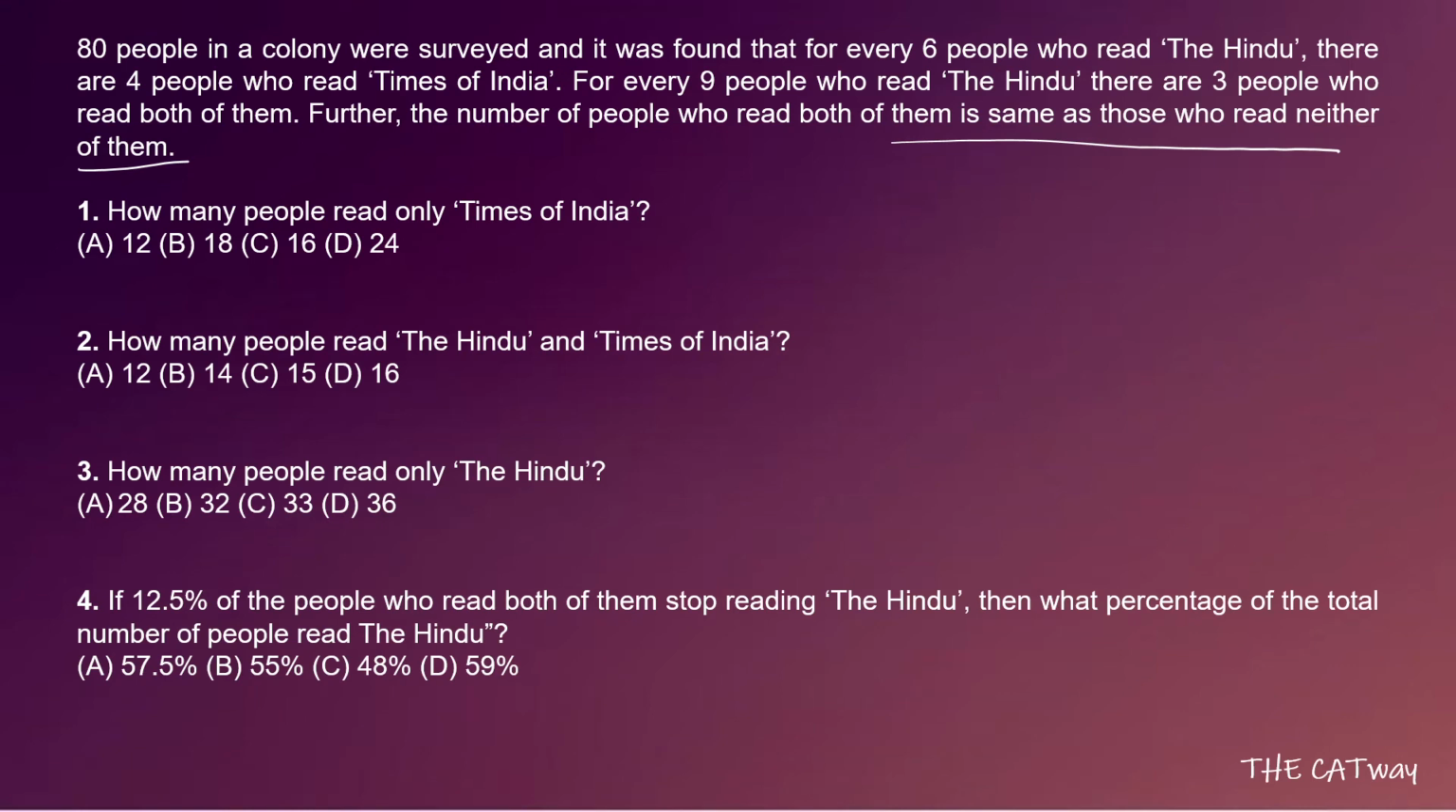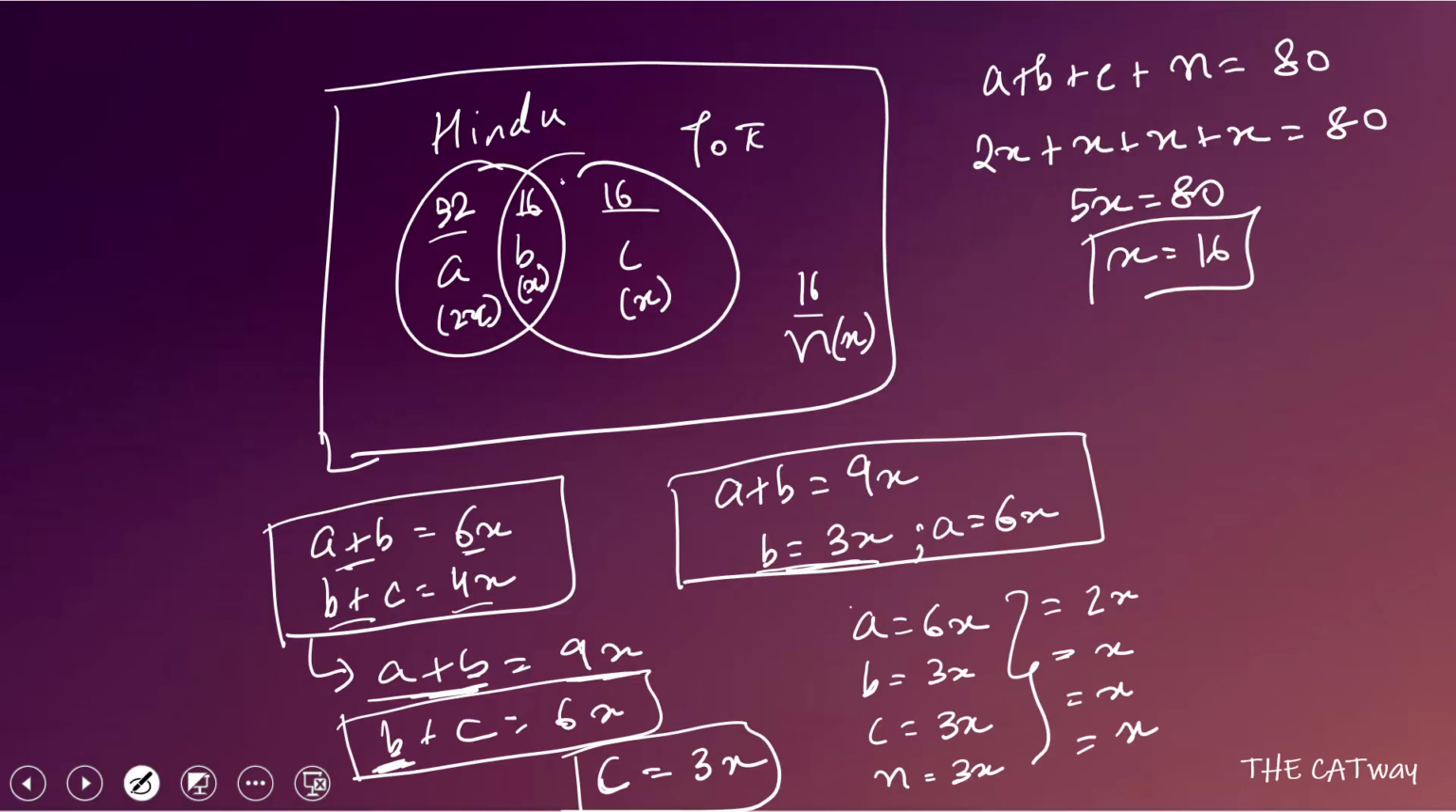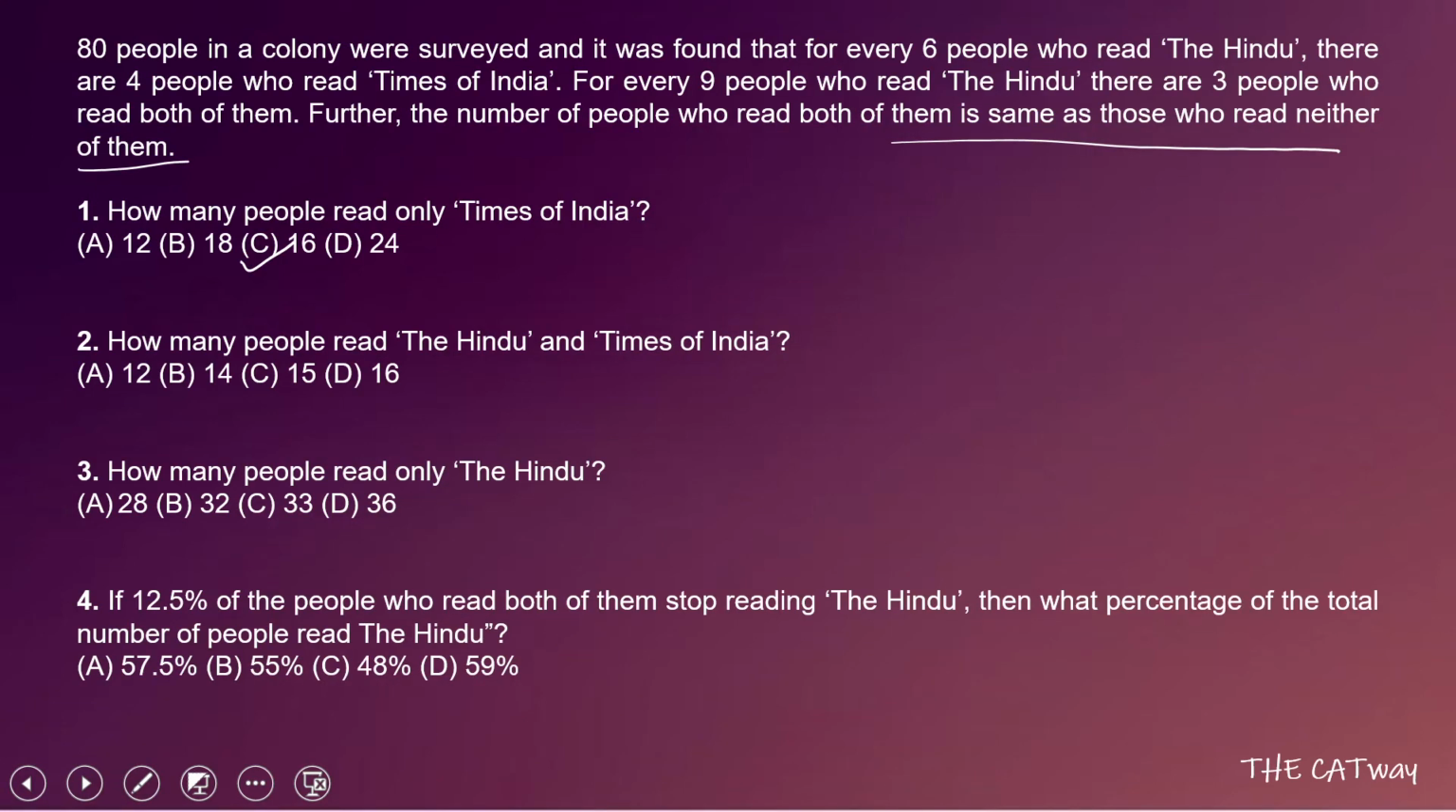Now let us move towards the questions. The first question says, how many people read only Times of India? We know that our answer is 16, because as you can see, only Times of India, we will count only this part, that is equal to x, that is equal to 16. So first answer is 16. Second question is, how many people read the Hindu and the Times of India? That means it is asking about both the categories. So both is read by x, that is also again equal to 16. So correct option is option D.